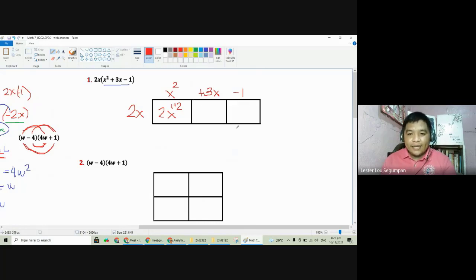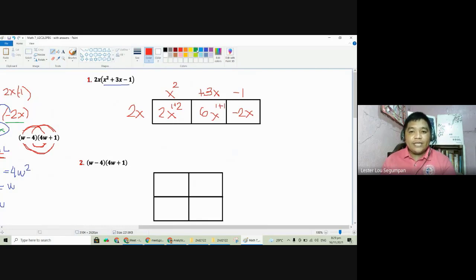For this next grid, multiply 2x to this item here. 2 times 3, you have 6. And then you have x, you have 1 plus 1. And finally, for the last grid, you have 2 times negative 1, you have negative 2, and you have here x. These are the products for each of the terms using this area model, or also known as lattice multiplication.